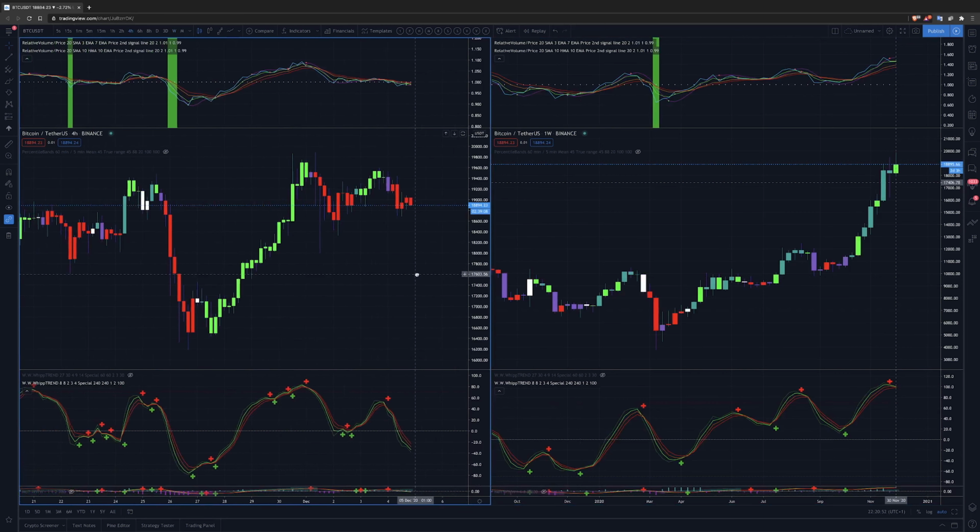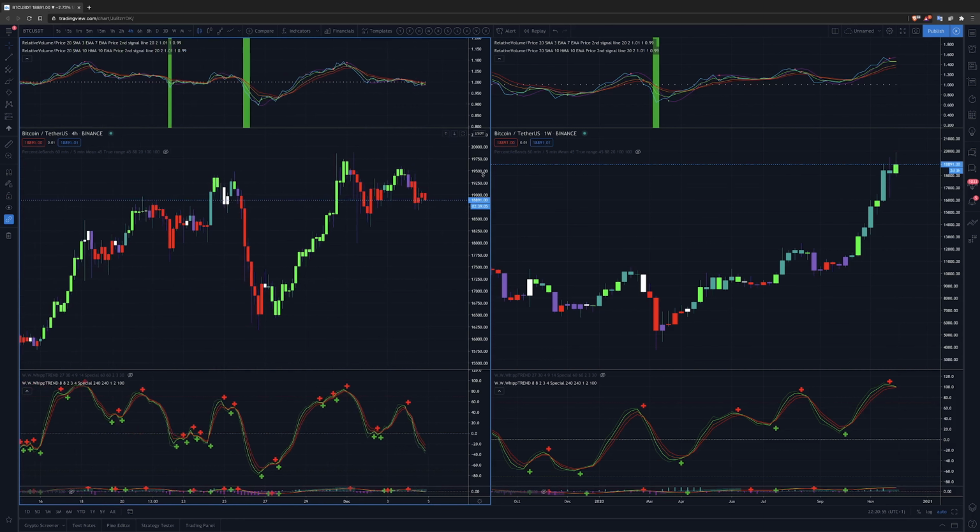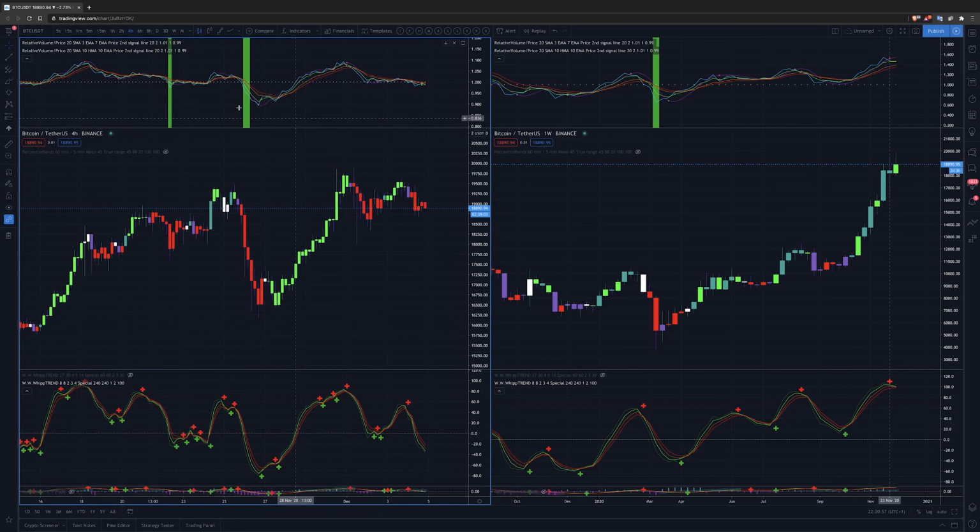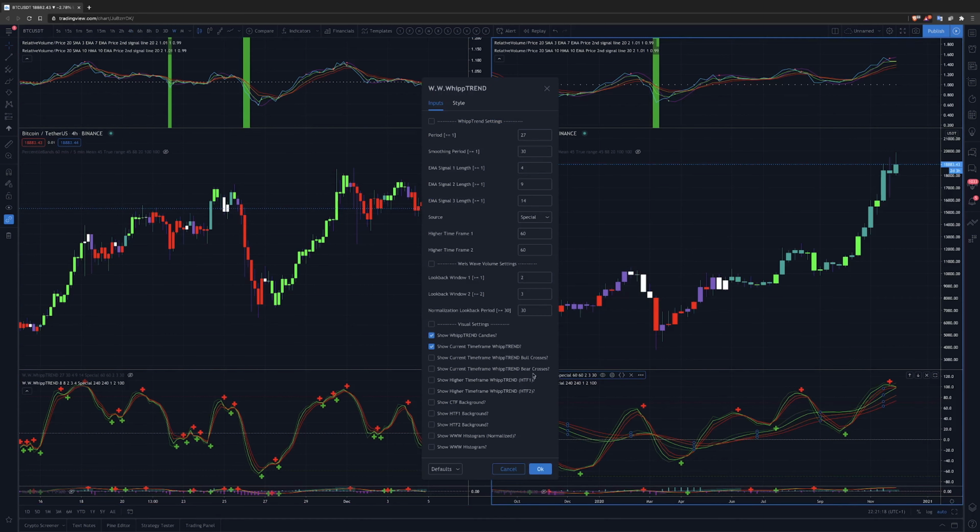So this is our 4 hour on the left. Let's make it a bit smaller. There we go. Okay, so we know that the 8 8 2 3 4 on the 4 hour is pretty magnificent for giving us a bit of an indication as to what is happening. So one thing we can do here is add another WhippTREND indicator on, and we can go to changing this, so we can turn this into an 8 and an 8 and a 2 and a 3 and a 4.